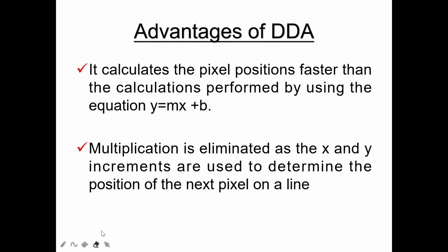The second advantage was that the multiplication can be eliminated by using x and y increments, which helps determine the position of the next pixel on a line. So here we eliminate multiplication, but we can still find the positions. But if we join them, it won't come out like a straight line. That was our disadvantage, but it gives us the next pixel position. That is the advantage of DDA.